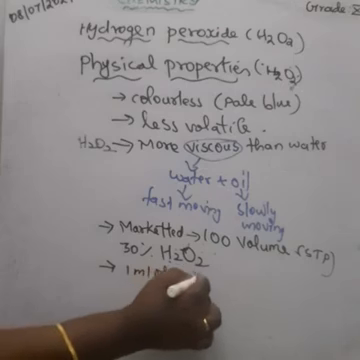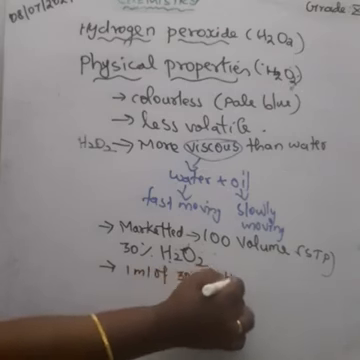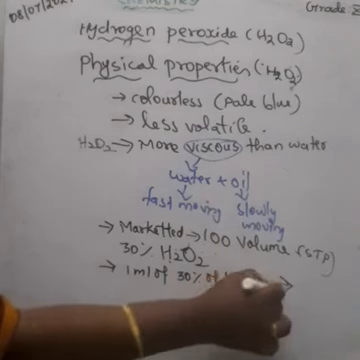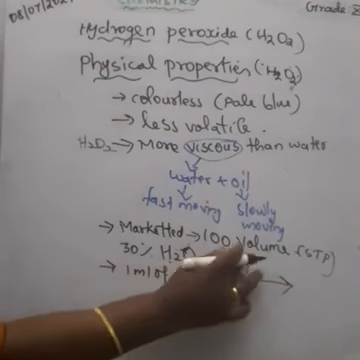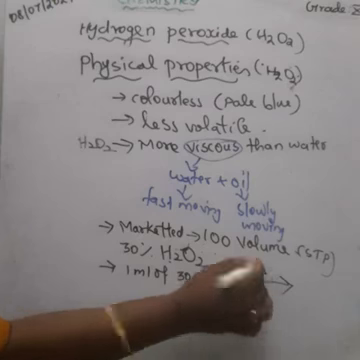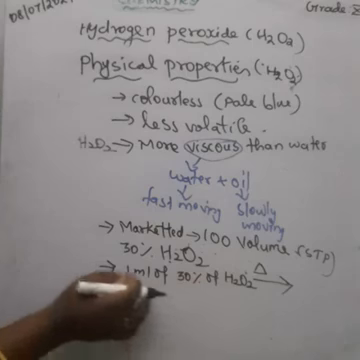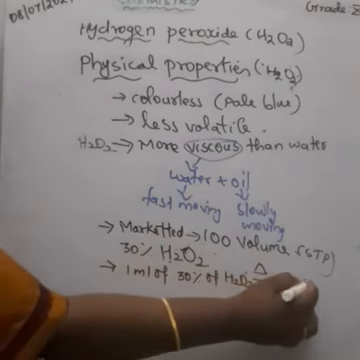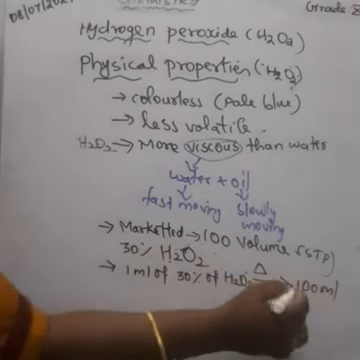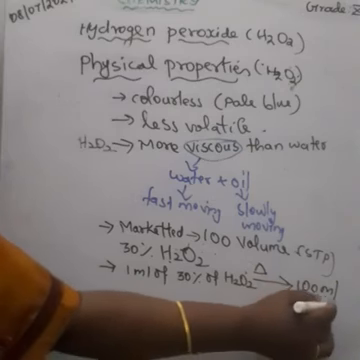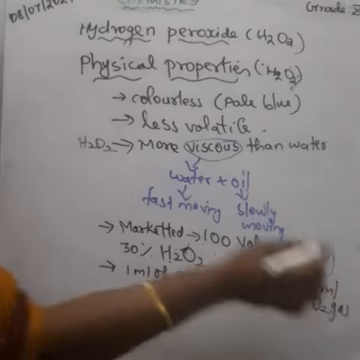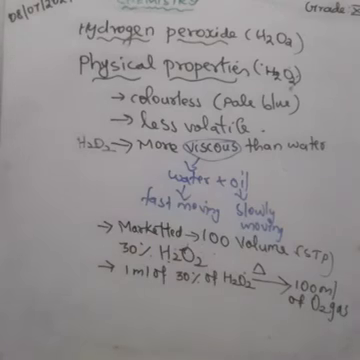Only 30% hydrogen peroxide is marketed as 100 volume, because when we take and heat 1 ml of this 100 volume hydrogen peroxide, it will liberate 100 ml of oxygen. Because of this, the 30% hydrogen peroxide is marketed as 100 volume. Understood? These are the physical properties of hydrogen peroxide.